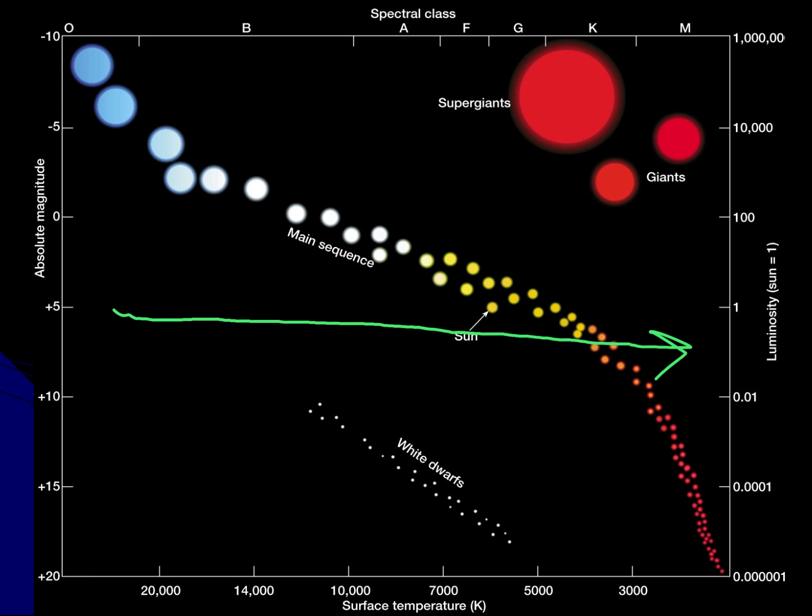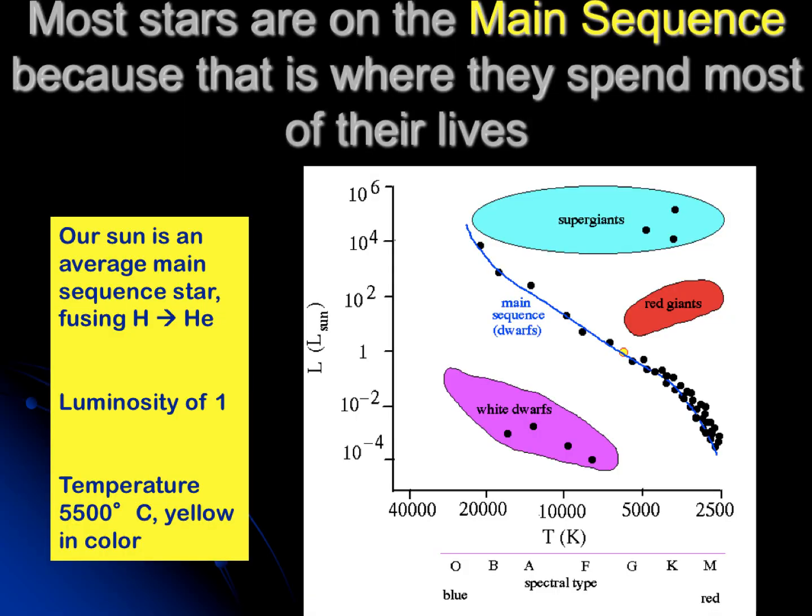Notice how many more stars appear as main sequence stars than giants and supergiants. See also, these small to medium main sequence stars get larger as they get brighter and hotter. Most stars are on the main sequence because that's where they spend most of their lives. Remember that a star the size of the sun can fuse hydrogen into helium in its core for billions of years. But the later stages don't last nearly as long.